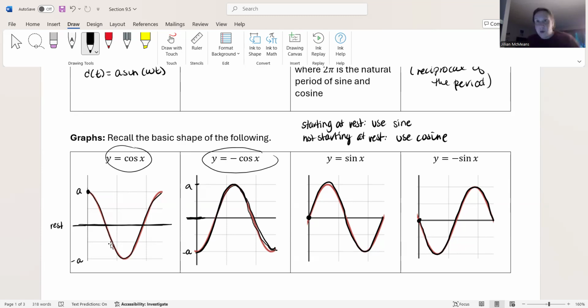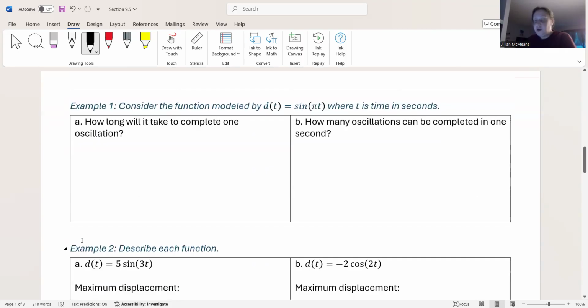All right, so let's get through this. I decided to only make one video for this worksheet, so it's gonna be a little bit longer. So let's get to it, y'all. All right, first question. Consider the function modeled by d of t, so displacement at some time t, equals sine of pi times t, okay? Where t is the time in seconds. So we are measuring time in seconds here, so keep that in mind. That is going to matter here, okay?